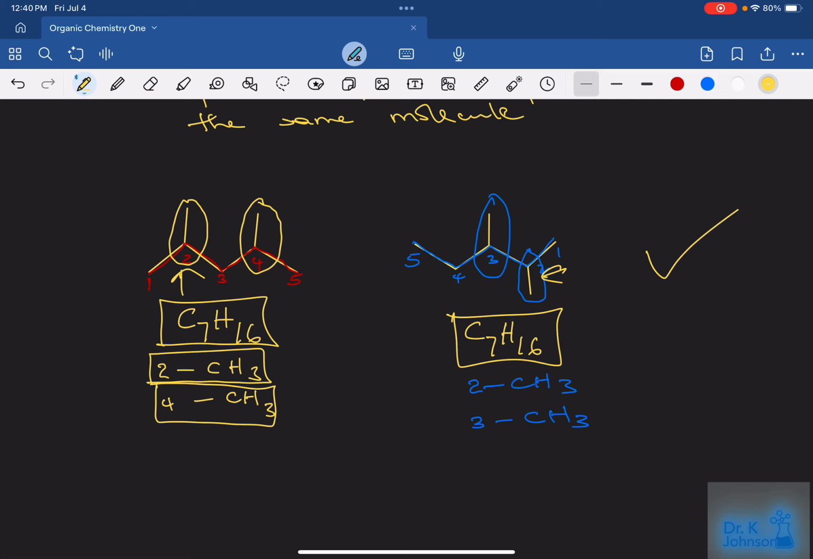So constitutional isomers. First thing, determine molecular formula. They have to be the same. Once you do that, use your IUPAC rules: find your long chain, then number so that the substituent you encounter first has the lowest number. Once you do that, you can see if the connectivity is the same or if the connectivity is different.